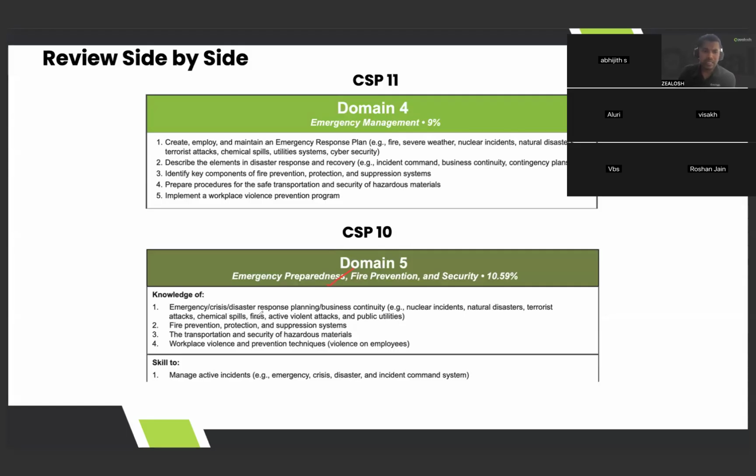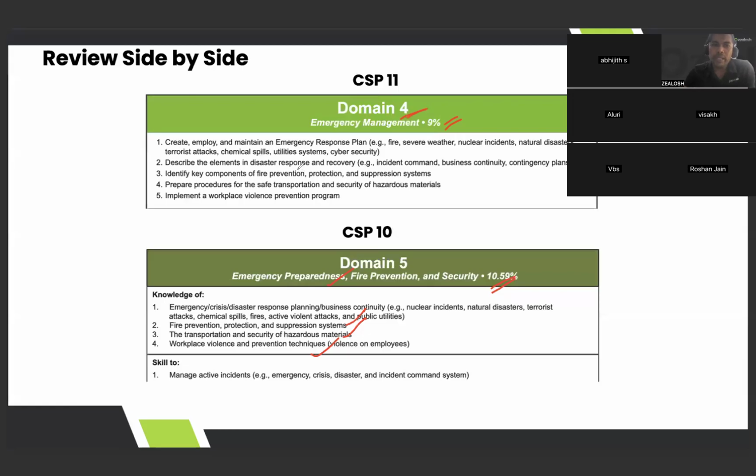There, emergency, crisis, disaster response planning, BCP, business continuity, fire prevention, protection, suppression. So prevention and mitigation, including suppression, transportation and security of hazardous materials, workplace violence and prevention techniques. These were there in domain number 5 previously. Now the new domain number 5 is given as domain number 4. Previously it was 10.59%. Now 9% of questions can be expected.